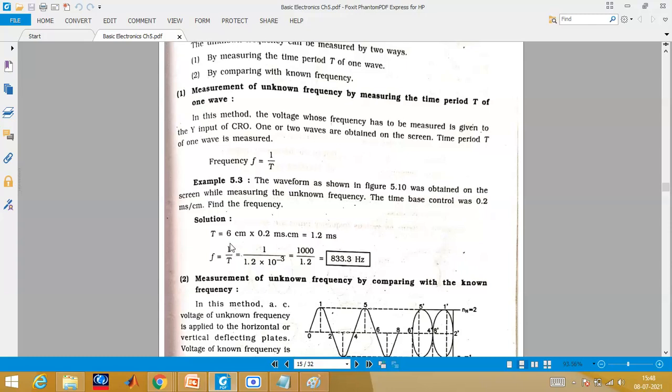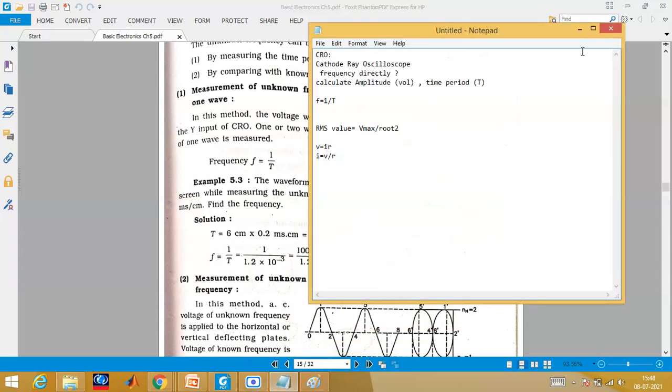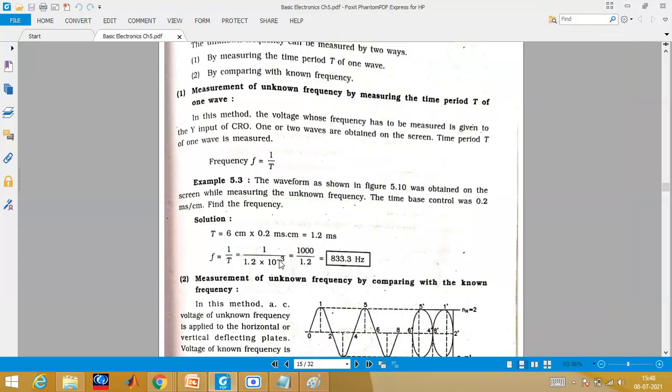So you just multiply it, you will get the total time period, that is 1.2 millisecond. Millisecond means 10 to the power minus 3 second. So now this formula which I have already given to you, F equal to 1 by T, just substitute the value. It is 1.2 into 10 to the minus 3.